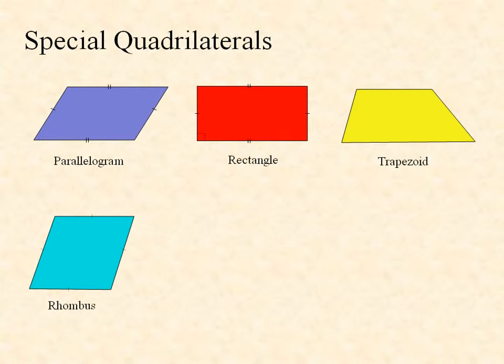It's like a square that's been tilted. The square is a rhombus with a right angle. All sides, again, have the same length.